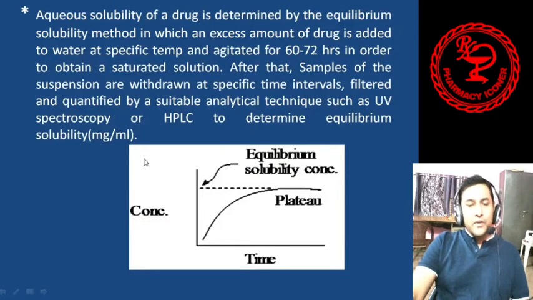Now, if we plot a graph with the time intervals on the x-axis and the respective drug concentration on the y-axis, then a plateau point is observed after which the drug concentration is constant, and if we extrapolate that point to the y-axis or concentration axis, then we get the equilibrium solubility concentration.